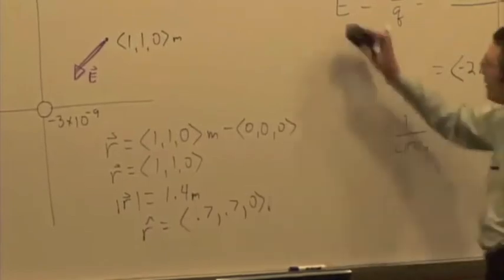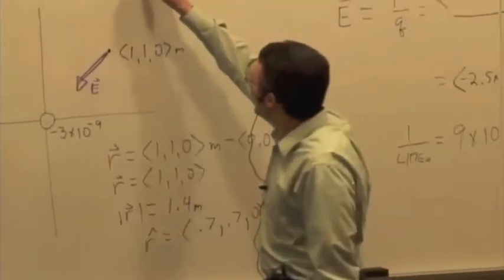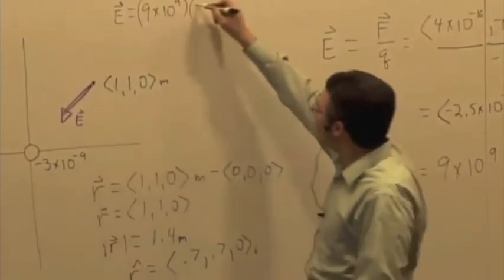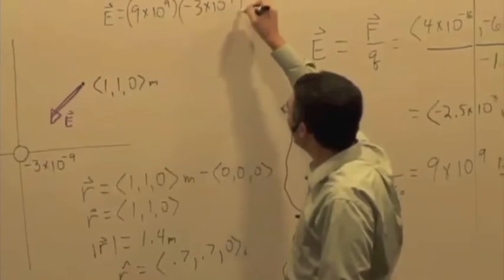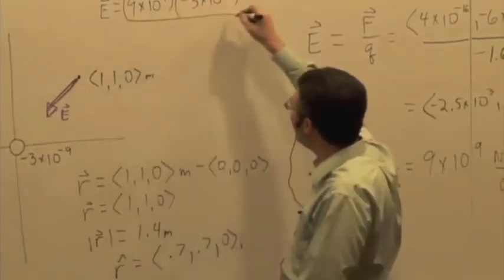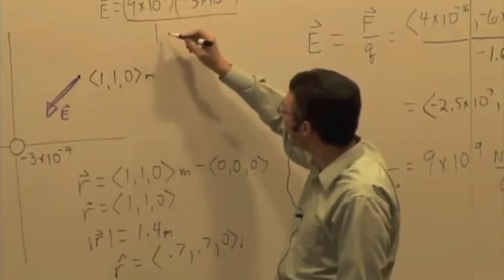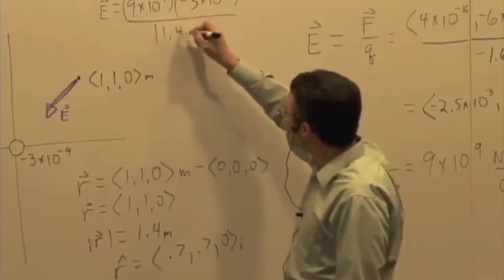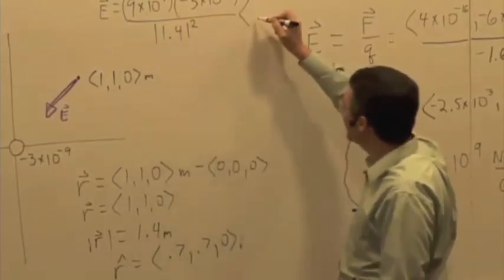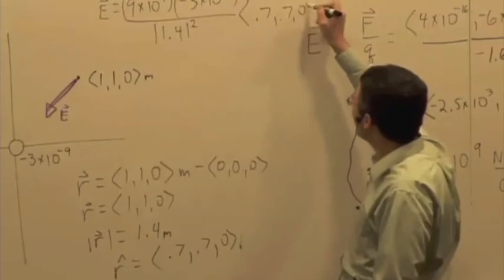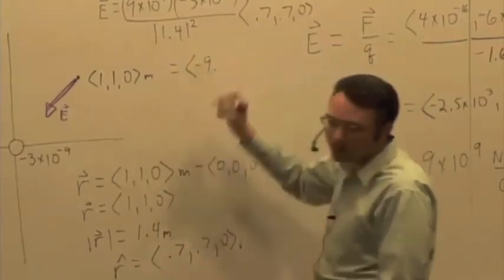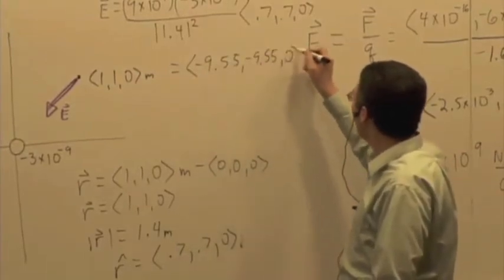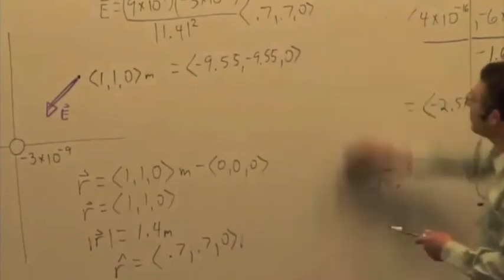And so then we say the electric field is going to be 9 times 10 to the 9th times this negative charge, negative 3 times 10 to the minus 9. So don't forget the sign when you're multiplying here, because that gives you the correct values of the components, divided by 1.4 squared, times 0.7, 0.7, 0, and you'll get back negative 9.55, negative 9.55, 0 newtons per coulomb. Okay?